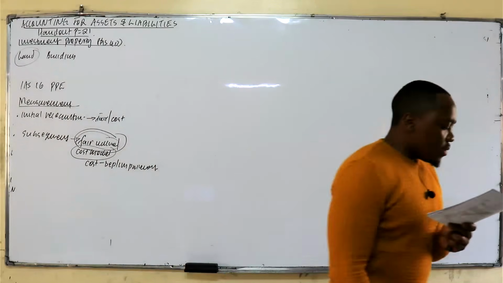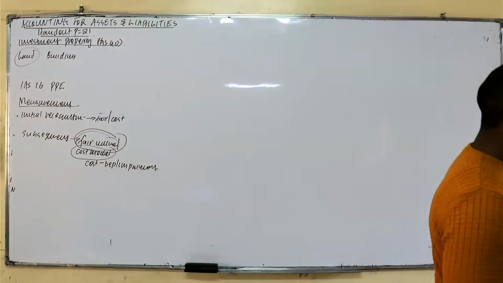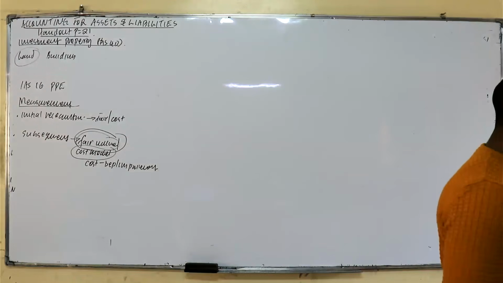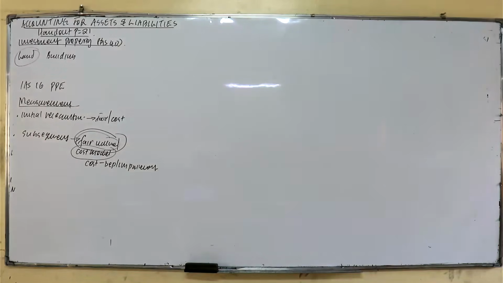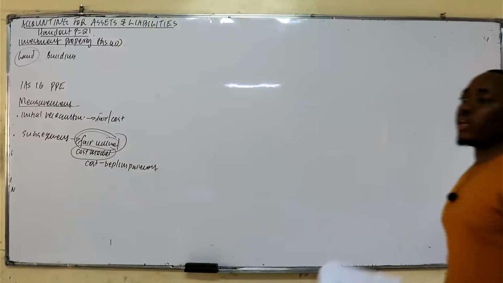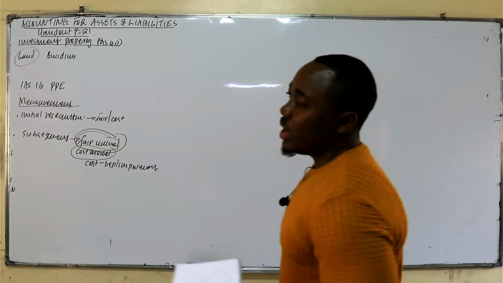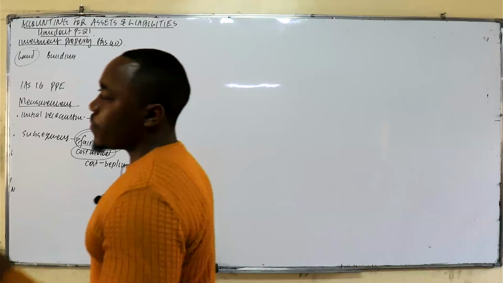Under this fair value model, investment property is measured at the end of each reporting period. Any fair value gain or loss shall be disclosed and reported to the profit and loss account during the period they arose. That's why you have what we call a revaluation gain or a revaluation loss. And that one affects the statement of comprehensive income.